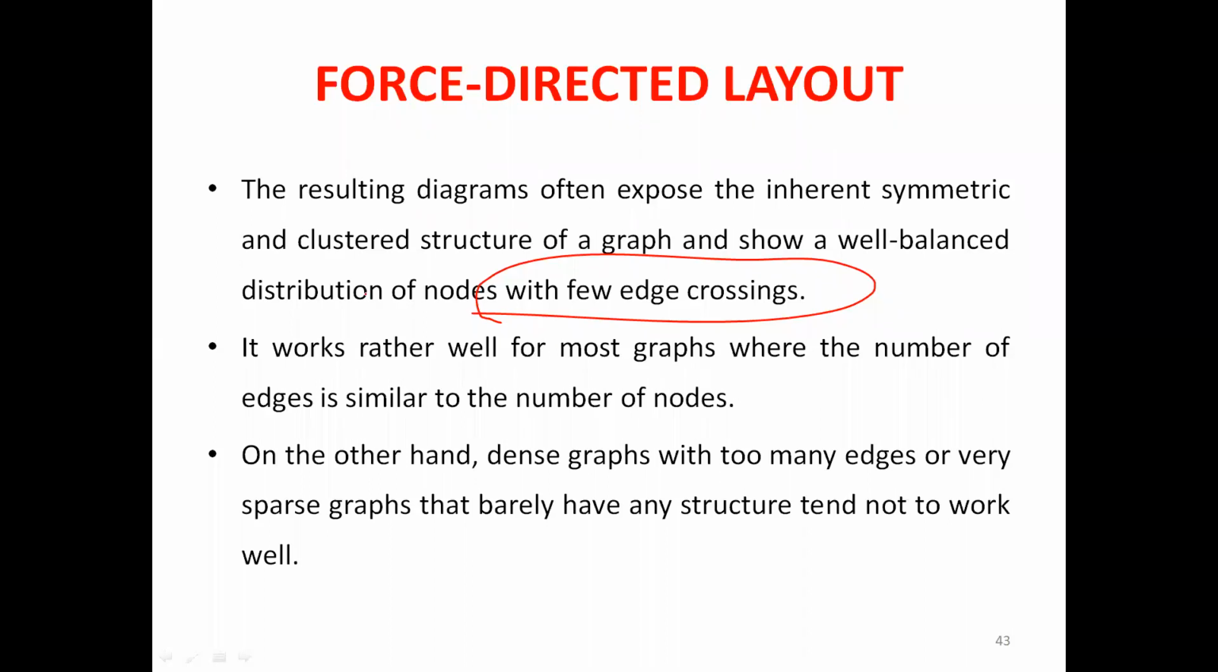It works rather well for most graphs where the number of edges is similar to the number of nodes. If there is such a graph, it means it's a sparse graph, simple. If you have 10 nodes and the edges are also 10, obviously it will be a sparse graph only. There is not much connectivity between the nodes.